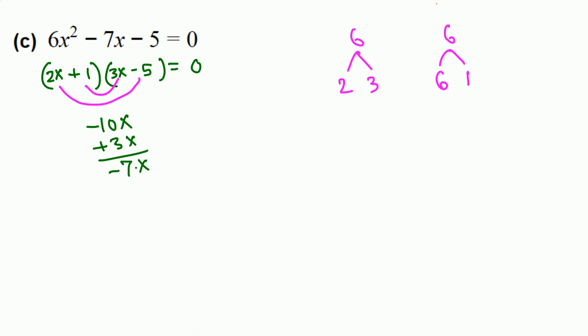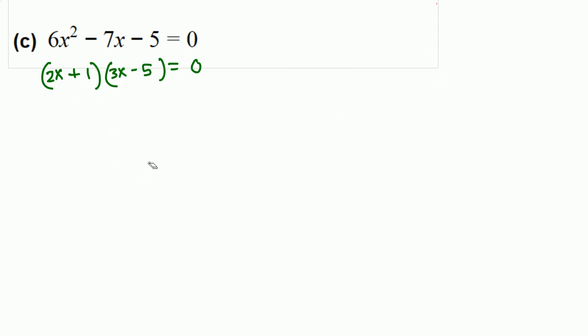If this did not work, then we would have to go 6x squared is not 2x, 3x, we would have to go for 6x times 1x. But this is a good factoring, so we're going to erase this part. Now we are done. So we have this product of two factors equals 0.